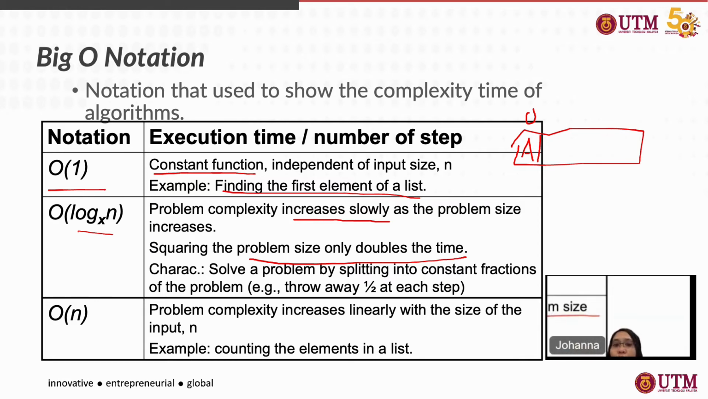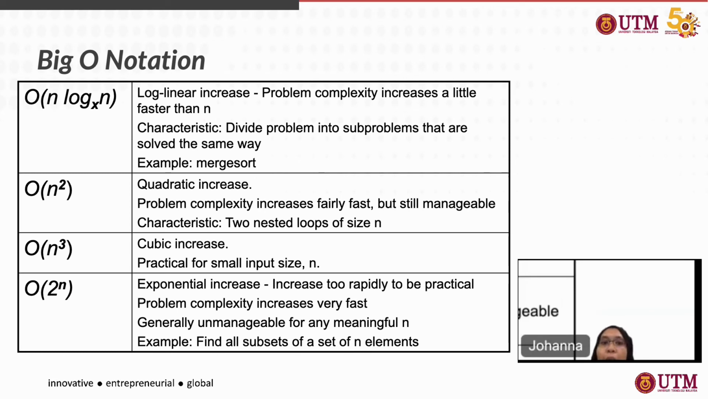Now, if you're talking about O(n), I think this is very simple and very easy to understand. As I mentioned before, the moment we need to traverse from one index to another, the complexity would be n. For example, counting the elements in a list. So this is O(n).